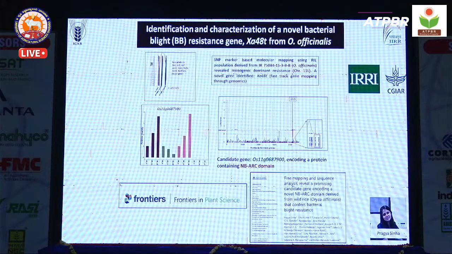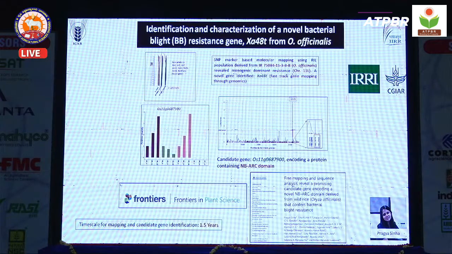But the scenario with regard to this has changed with the advent of genomic tools, which are very well described by Dr. T.R. Sharma ji. So now that we have very good SNP markers and also high throughput genomic tools for candidate gene characterization, my PhD student Pragya identified that one of the lines provided by IRRI, an Oryza officinalis introgression line, has a strong level of resistance against bacterial blight.